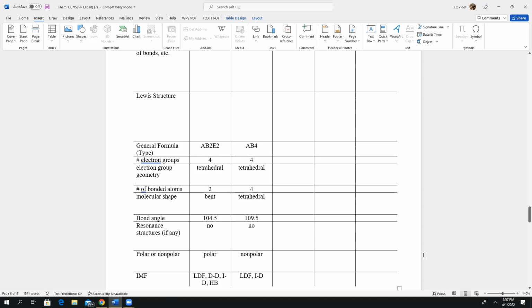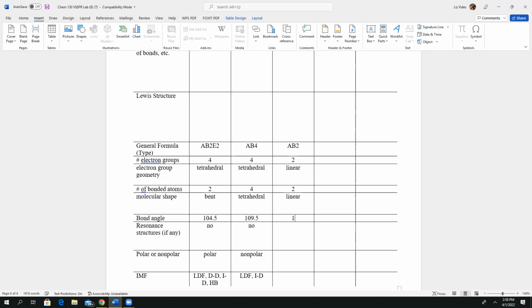Next, we have the other one, which is NO2 plus. NO2 plus is an AB2 because it is linear. So you have two of these. It is going to be linear. Also 2 again. So that is definitely nonpolar.